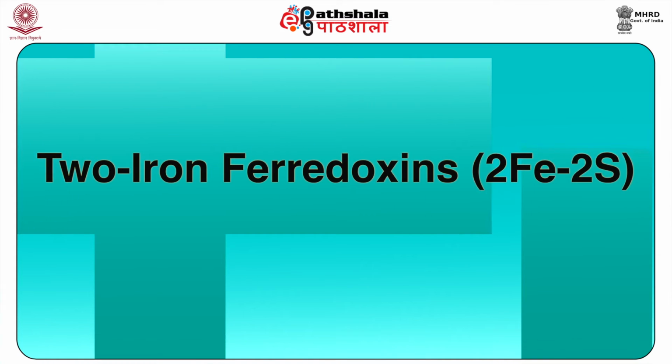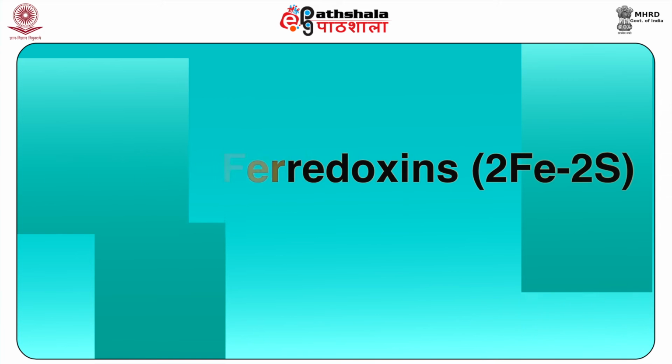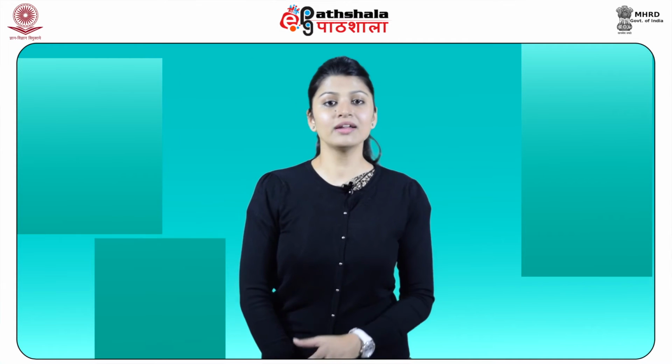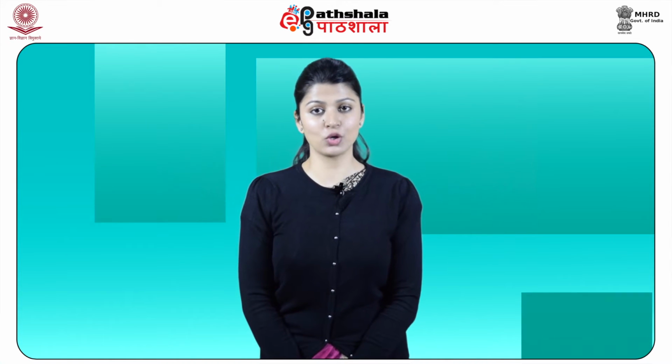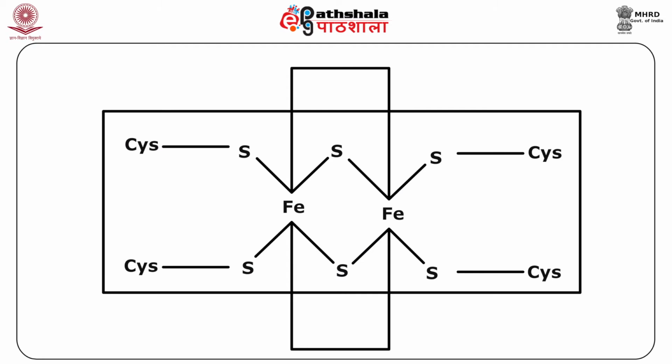2 iron ferredoxins, represented as 2Fe2S. In ferredoxins, we have 2 iron ferredoxin, 3 iron ferredoxin, 4 iron ferredoxin and 8 iron ferredoxin. 2 iron ferredoxin is the simplest polymetallic system and a number of these ferredoxins have been isolated from plant, for example spinach, and non-plant sources. Unlike rubredoxin, the redox center of this type consists of a cluster of equal number of iron and labile sulfur atoms and is represented as 2Fe2S.